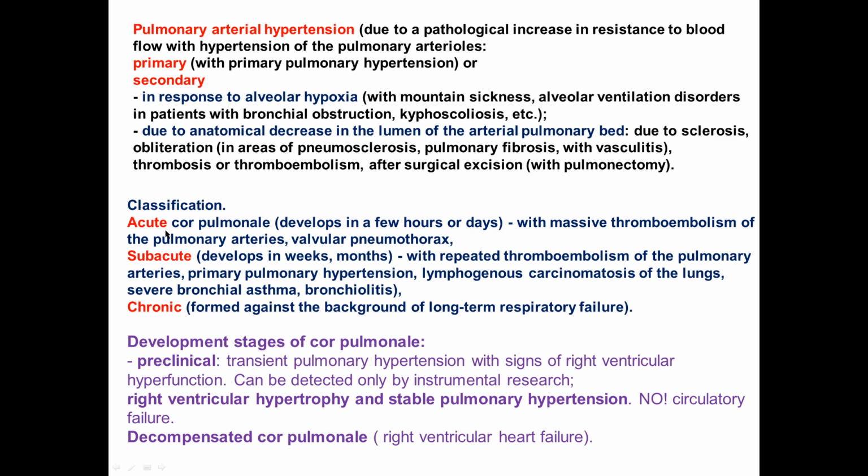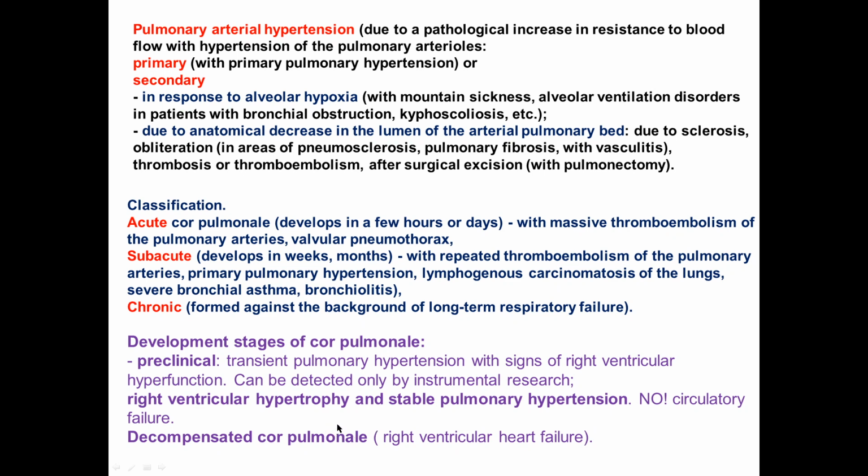Cor pulmonale is divided into acute, subacute, and chronic types. Acute cor pulmonale develops in a few hours or days with massive thromboembolism of the pulmonary arteries or valvular pneumothorax. Subacute develops in weeks and months with repeated thromboembolism of pulmonary arteries, primary pulmonary hypertension, lymphogenous carcinomatosis of the lungs, or severe bronchial asthma or bronchiolitis. Chronic is formed against the background of long-term respiratory failure.